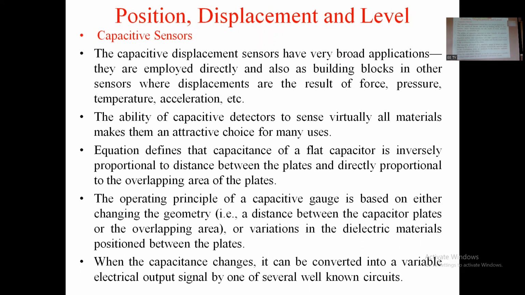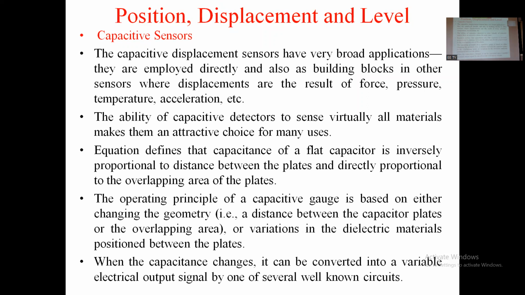Geometry is in the form of cross sectional area, or it may be in the form of distance between two plates. Either by changing the distance the capacitance will change, or by changing the cross sectional area the capacitance will change. So the operating principle of a capacitive sensor or capacitive gauge is based on either changing geometry, that is the distance between the capacitor plates or its overlapping area, or variation in the dielectric material. It is positioned between the two plates. In between two plates, there is a dielectric material or insulating material.